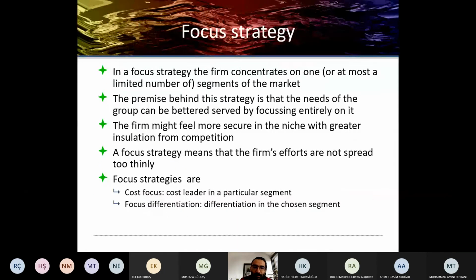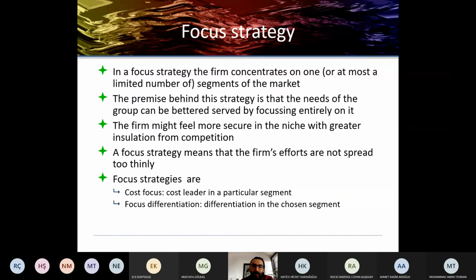Okay, what's the focus strategy? The focus strategy is applying this cost or differentiation strategy on a specific segment of the market. Okay, a specific segment, not a broad market. You do not want to sell to everyone. You just specify, let's say, women. You just specify students, or a specific target group in Ankara, Çankaya. Okay, or a specific target group among university students.